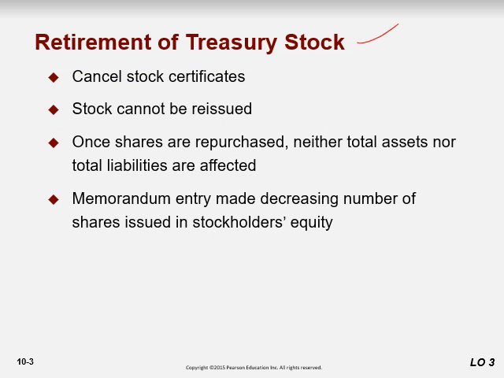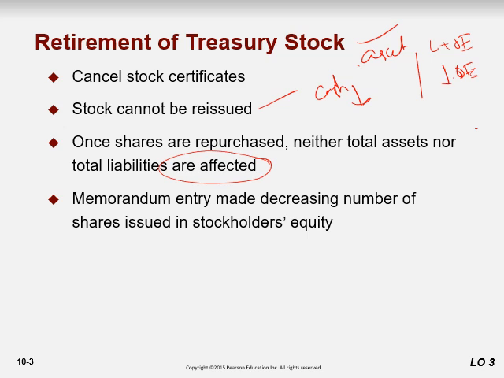Now, retirement of treasury stock. It cancels the stock certificates when you repurchase your stocks. You cancel those stocks, and they cannot be reissued. Once shares are repurchased, neither total assets nor total liabilities are affected. Why? Because on the asset side, cash decreases, and on the liability and ownership side, owner's equity also decreases, right?